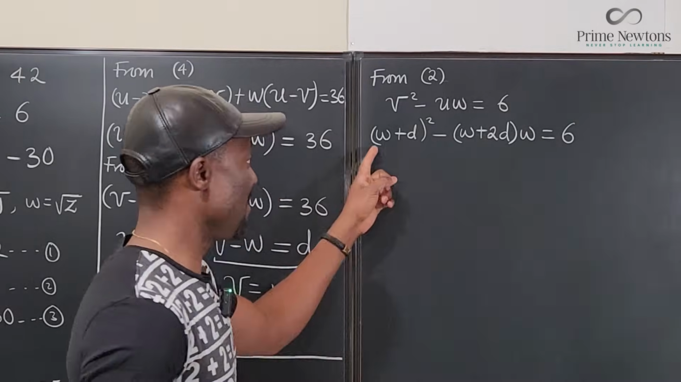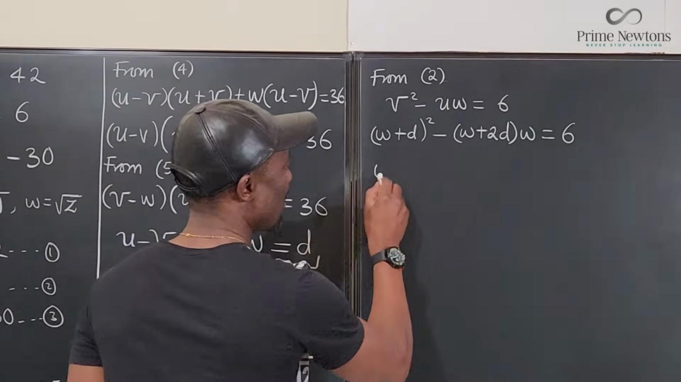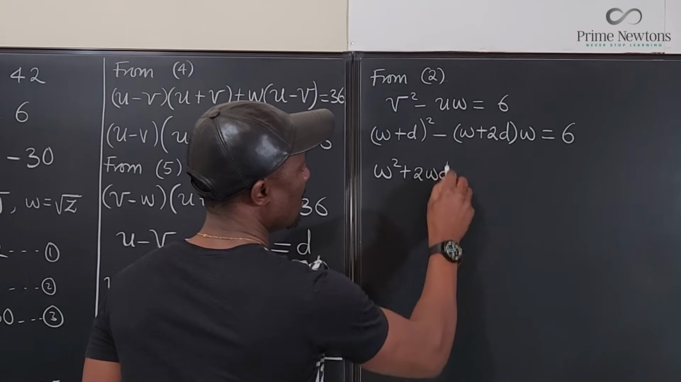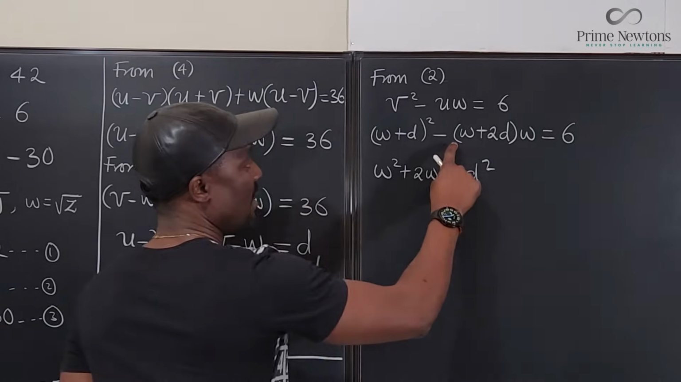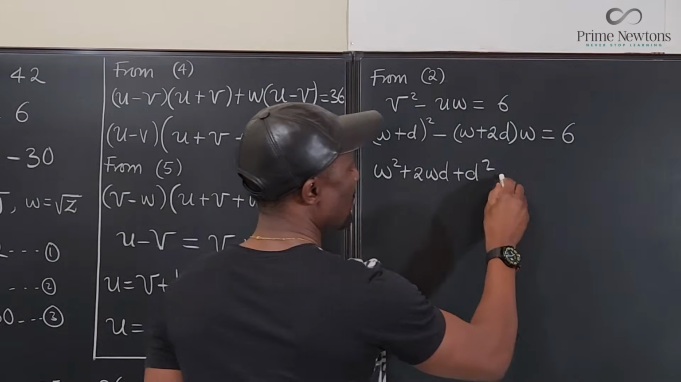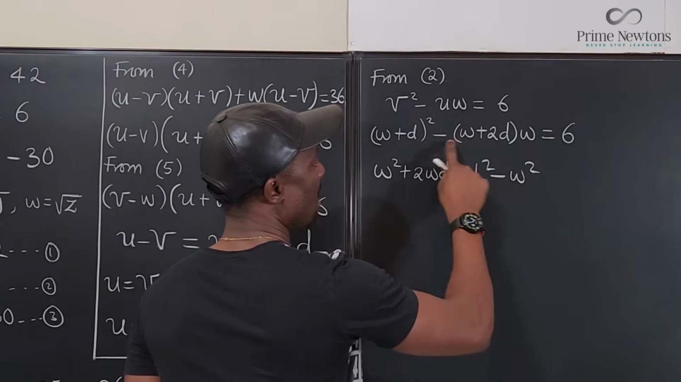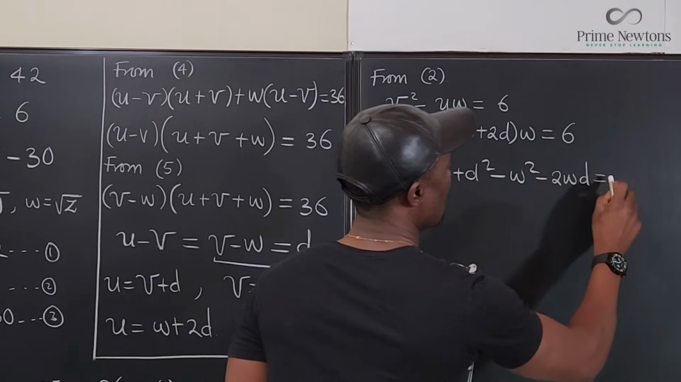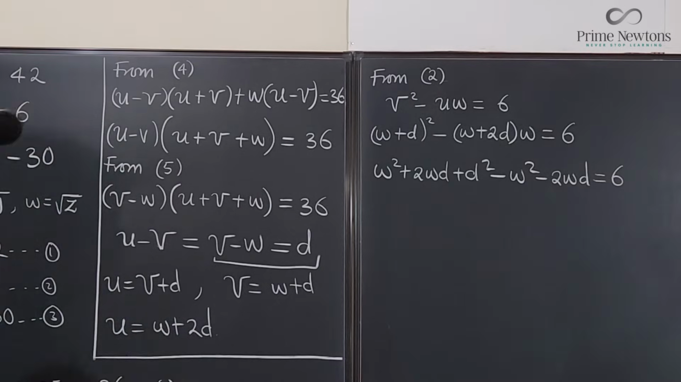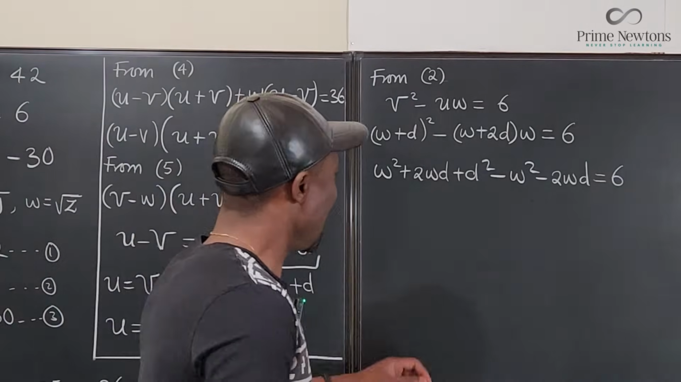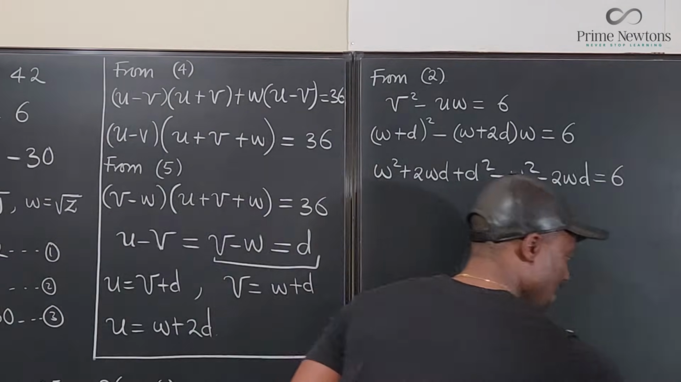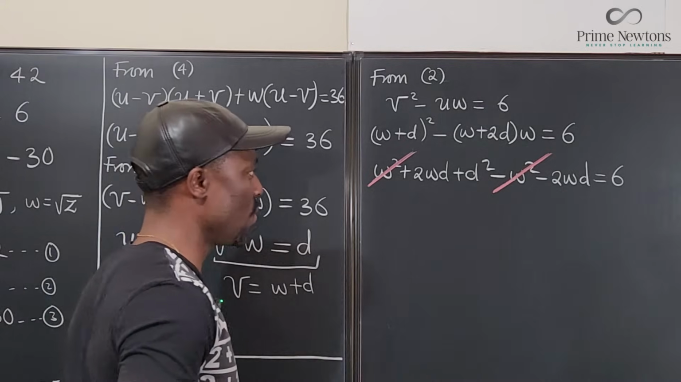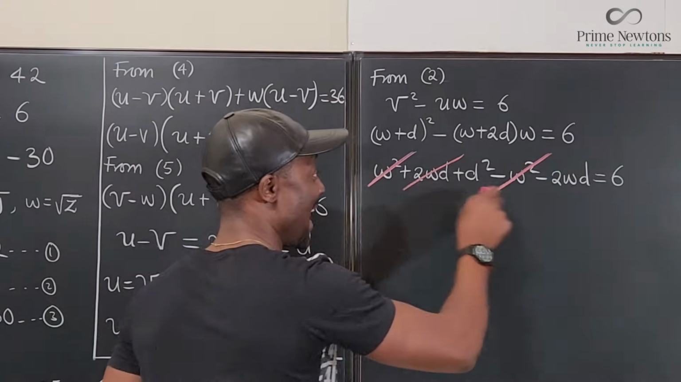Let's just distribute. If I expand this, I'm going to have w squared plus 2wd plus d squared. If I multiply this out, it's going to be minus w squared, and minus 2wd, equals 6. Nice. Notice that this guy strikes this guy out, and this one takes this one out.